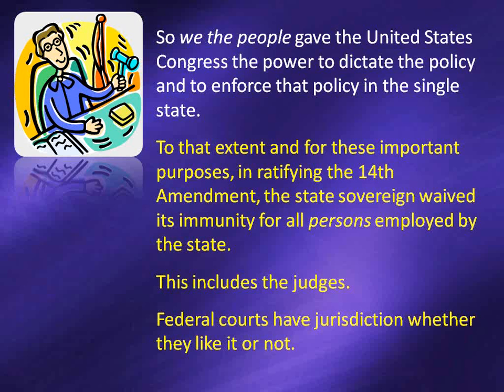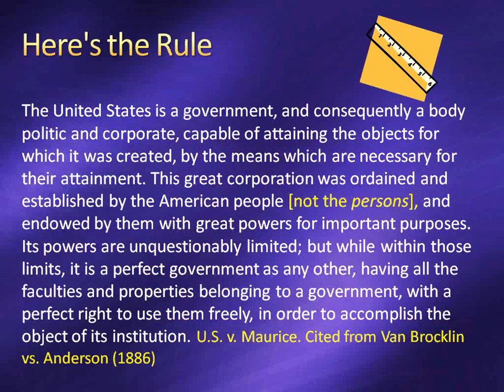And here's the rule from Chief Justice Marshall, where he says, the United States is a government and consequently a body politic and corporate capable of attaining the objects for which it was created by the means which are necessary for their attainment. This great corporation was ordained and established by the American people, not the persons, and endowed by them with great powers for important purposes. Its powers are unquestionably limited, but while within those limits, it is a perfect government as any other, having all the faculties and properties belonging to a government, with a perfect right to use them freely in order to establish the object of its institution. U.S. versus Morris.